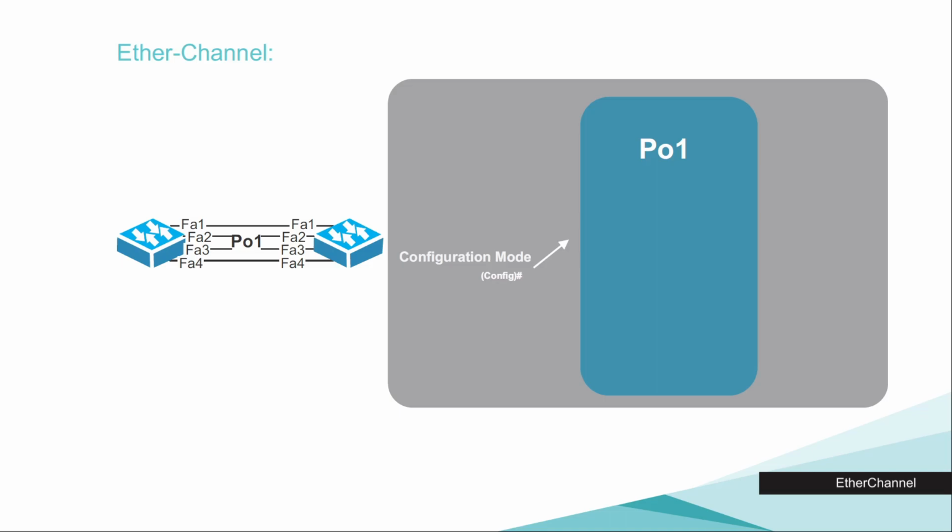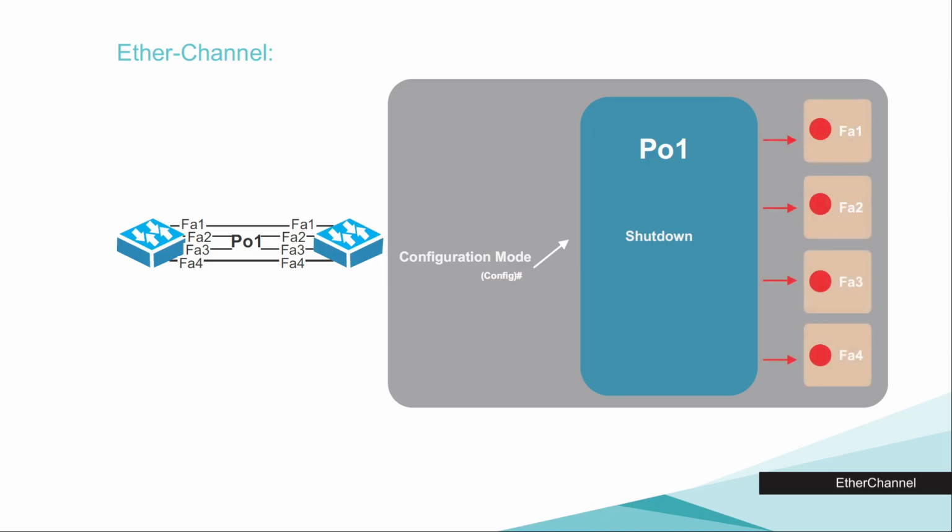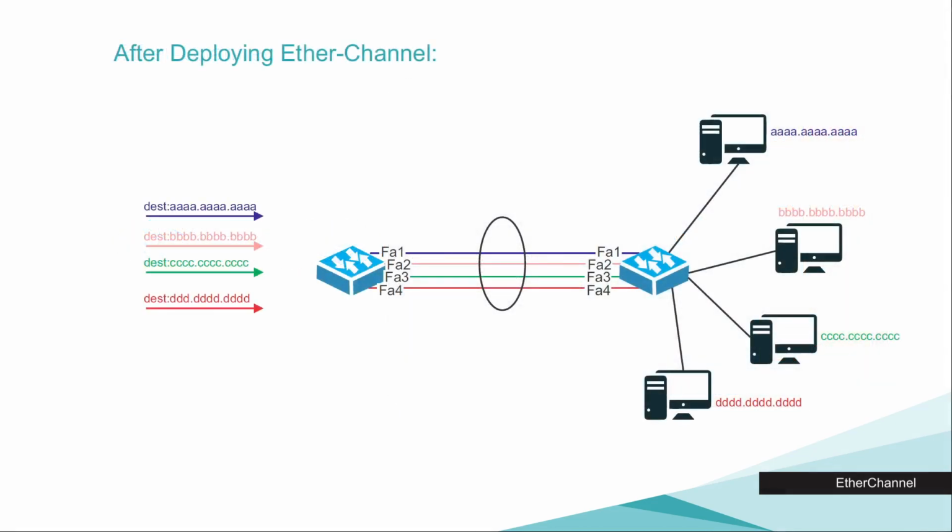If we make any modification on a single interface, it can bring our port channel down. For example, if we need to shut down port channel 1, we have to go to the port channel sub-configuration mode and then enter the command shutdown. This command will shut down interfaces FastEthernet 1, 2, 3, and 4, so it shuts down all the interfaces in our port channel. After we deploy the Etherchannel in our network, we will have the advantage of distributing the traffic through the 4 links, and also we will load balance the traffic through those 4 links.